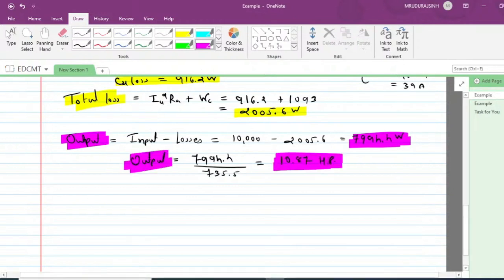So this is our output, 10.87 HP. So this is our first exact finding, and very good, Kevin and Saurabh, you have calculated it correctly.